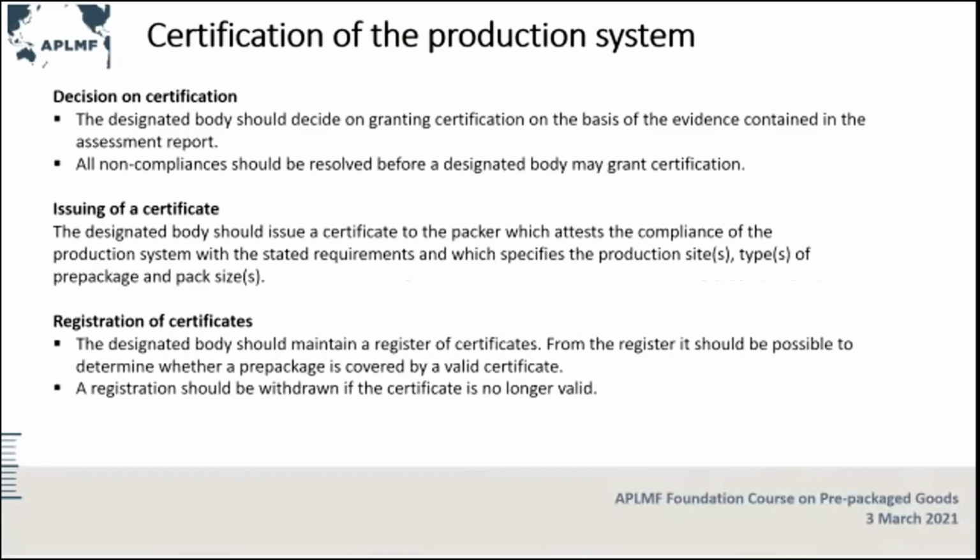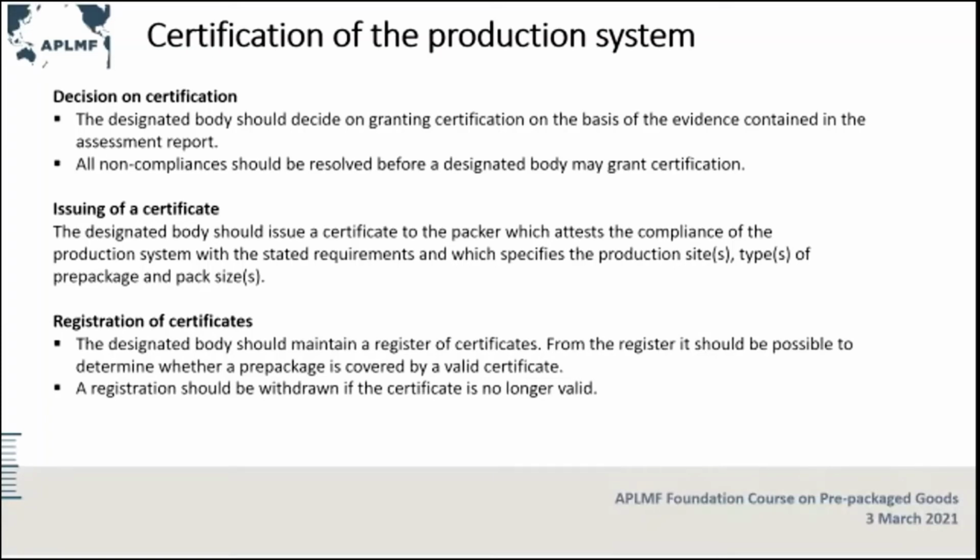For the certification of the production system, the decision on the certification, the designated body should decide on granting certification on the basis of the evidence contained in the assessment report. So after the designated body does the assessment of the packers, there will be an assessment report, and if everything is okay, the designated body can decide on granting the certificate to the packers itself. All non-compliance should be resolved before a designated body may grant certification. If issues come up from the initial assessment by the designated body, the packers are given time to fix and resolve any issues and non-compliance, and after everything is resolved, the designated body may grant the certificate.